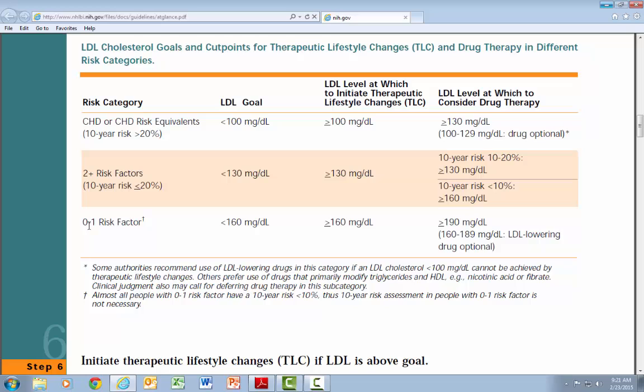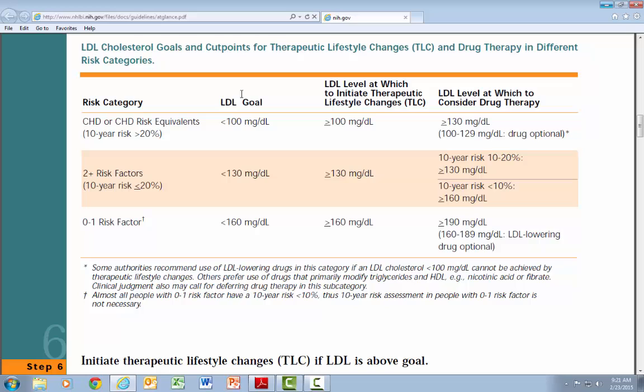On the contrary, if you have 0 to 1 risk factor, your LDL goal must be less than 160. If you're not less than 160, and you're more than 160, you must start lifestyle modification. And if you come back to me and the level remains the same, and even more if it's greater than or equal to 190, then drug therapy should be started. And again, the first line of treatment is statins. Again, if you noticed, there is a change by 30: by 30 as a goal and by 30 for therapy.